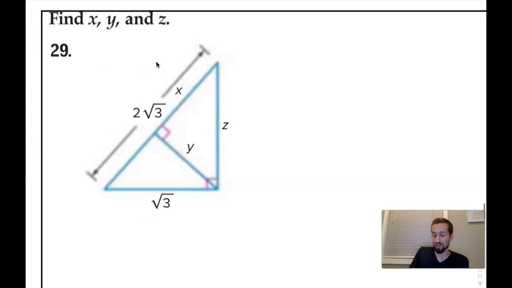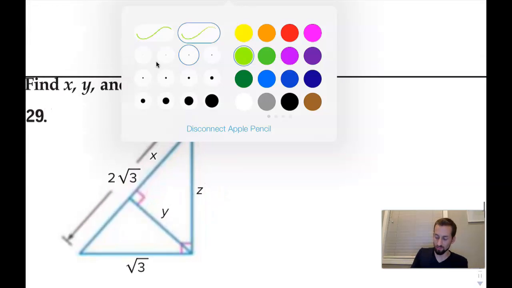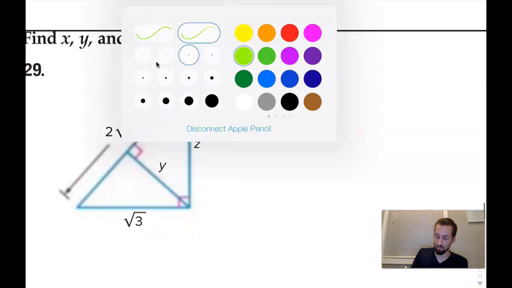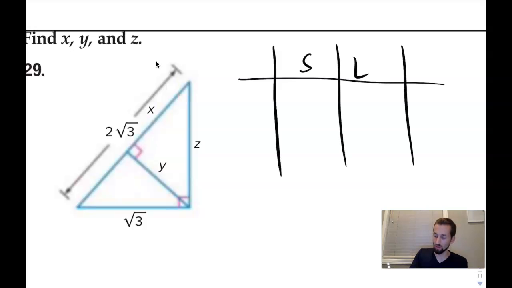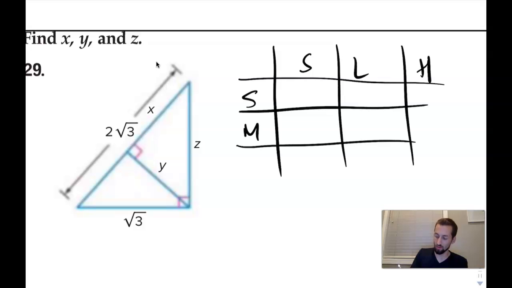All right, this one, again, very similar. I'm actually going to set this one up using my little table. Okay, I think that's a nice way on some of these bigger problems where you have to find a bunch of things. Short, long, hypotenuse, small triangle, medium triangle, large triangle. And we're going to go small triangle is this guy. So the short leg is, I don't know, it's this one right here.